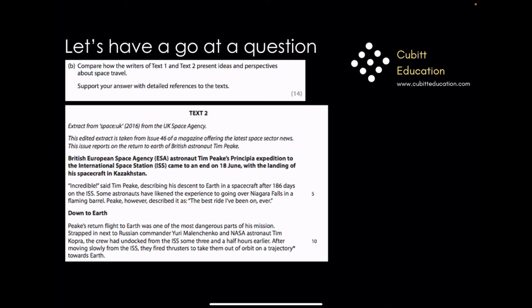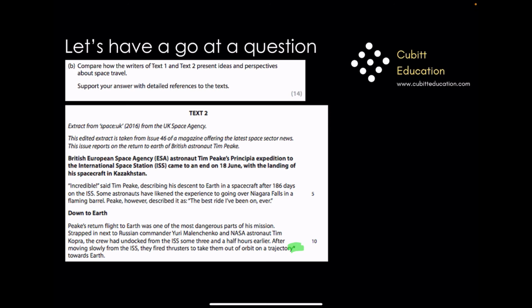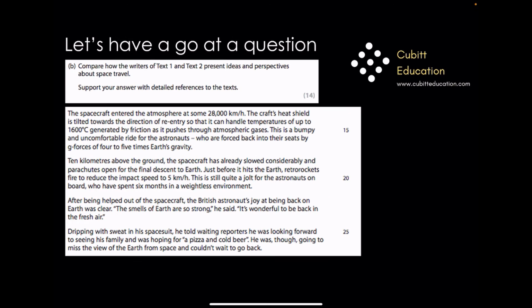Strapped in next to Russian commander Yuri Malenchenko and NASA astronaut Tim Kopra, the crew had undocked from the ISS some 3.5 hours earlier. After moving slowly from the ISS, they fired thrusters to take them out of orbit on a trajectory towards Earth. And as you can see here, there's a star, so it's going to explain what trajectory is at the end of the text. And it just means like a route or a direction.